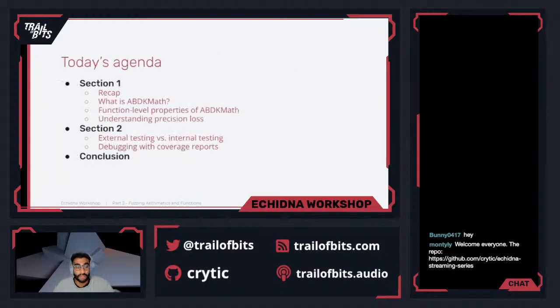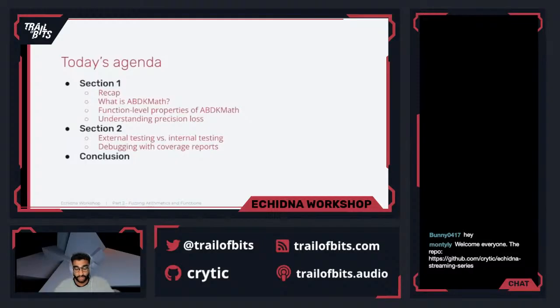Okay, so today's agenda. We'll do a quick recap. I broke down this workshop into two sections, which are sort of completely isolated pieces. In section one, we'll do a quick recap of what we talked about last week. We'll then talk about ABDKMath, which is the math library we'll use to write function level arithmetic properties. Then we'll actually write them in the interactive section. And then we'll talk quickly about precision loss and the impact understanding precision loss has when you want to fuzz test something like ABDKMath, and also more generally when you're testing arithmetic operations, whether or not it's the library. It's still an important topic.